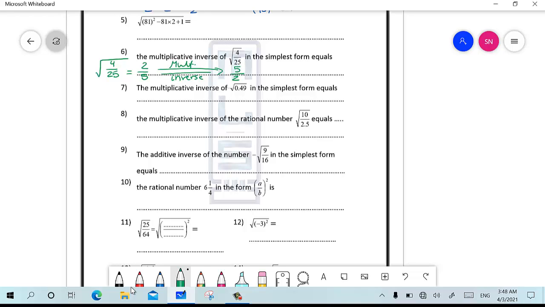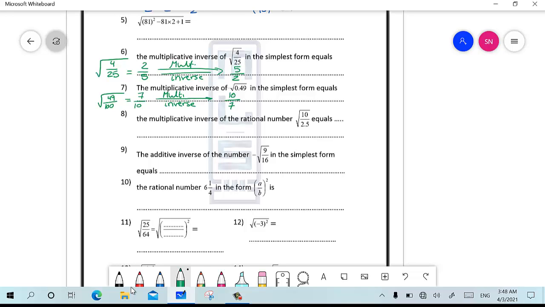Number 7, the multiplicative inverse of square root 0.49. I'm going to put it in the form of a fraction, so it is 49 over 100. I know that the square root of 49 is 7 and that the square root of 100 is 10. Now I want to find its multiplicative inverse, and the multiplicative inverse is the flip of the fraction, so it is 10 over 7.